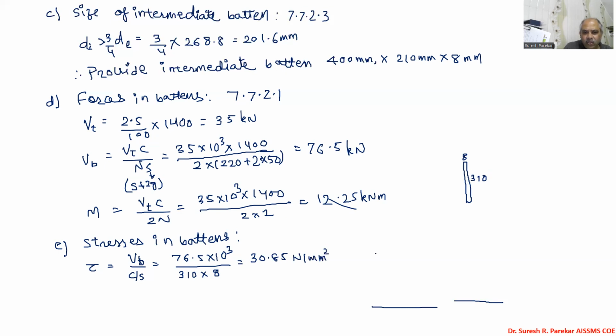This is tau for end battens. If I find tau for intermediate battens, we have 76.5 into 10 raised to 3 divided by 210 into 8, and it comes to 45.54.